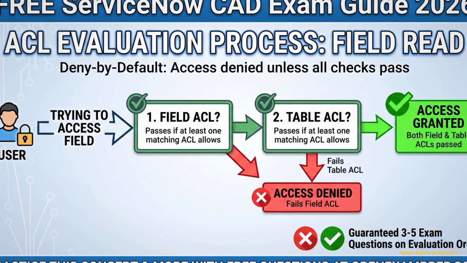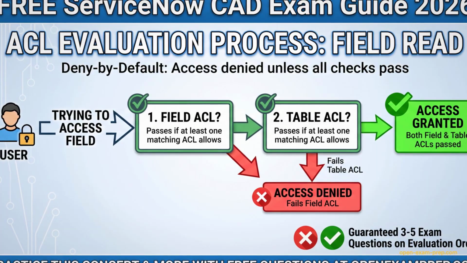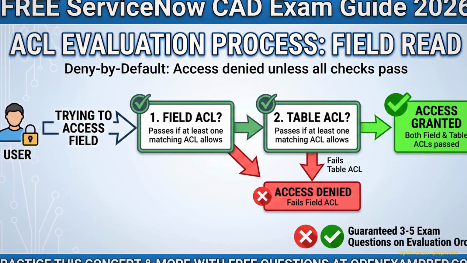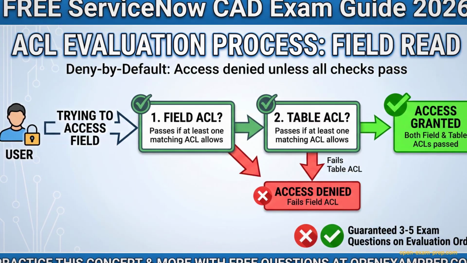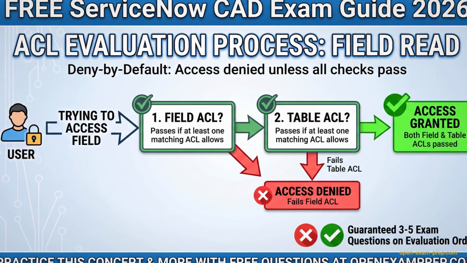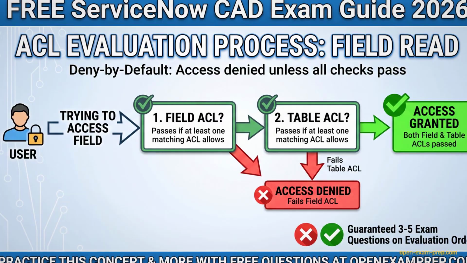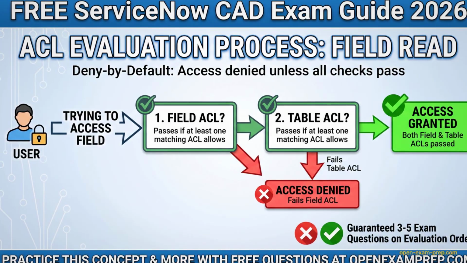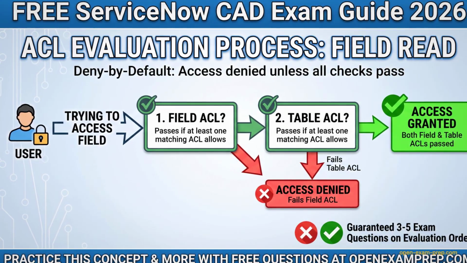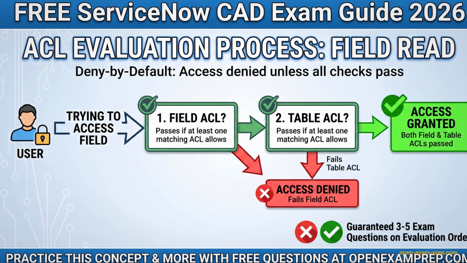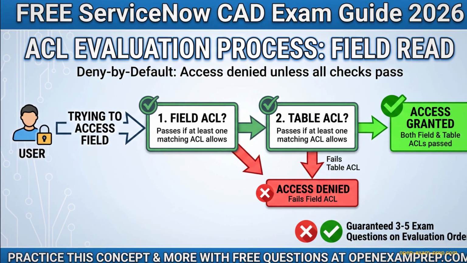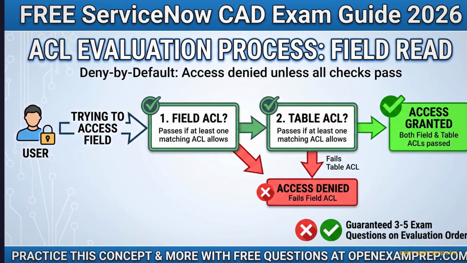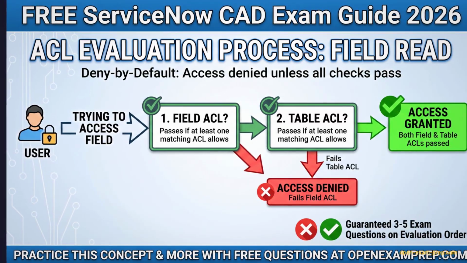Finally, access controls, or ACLs, are a guaranteed source of several exam questions. Remember that ServiceNow uses a deny-by-default security model. Access is only granted if a user has a role that matches an ACL, and all conditions and scripts on that ACL evaluate to true. It's crucial to understand the evaluation order. ServiceNow checks for field-level rules first, before falling back to table-level rules. A user must pass at least one ACL at both the table and field level to gain access.